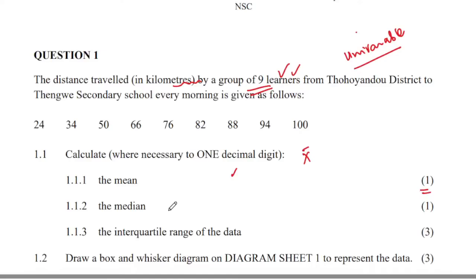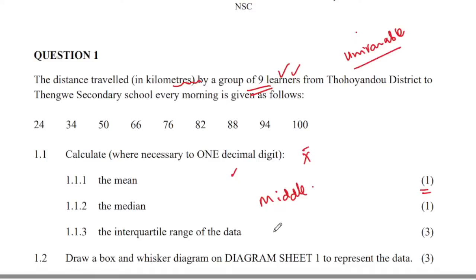Then the median. Remember, the median is the middle number. This middle number can be obtained after the data is arranged in order, which is already done. Since it is 9 learners, the middle number will be the median. If there are 2 numbers in the middle, get the average of those 2 numbers.